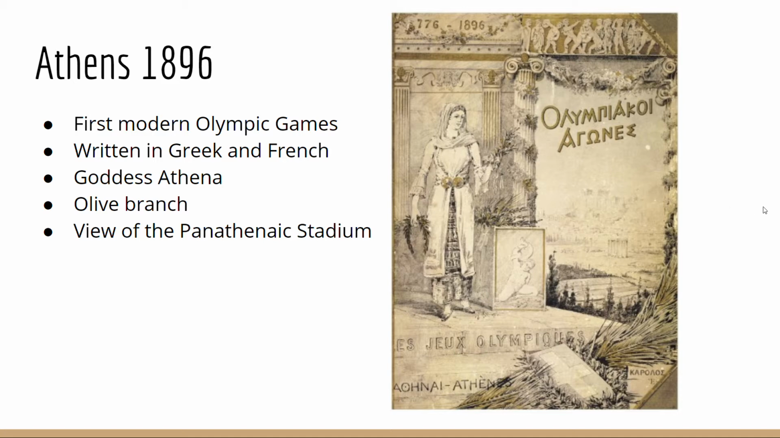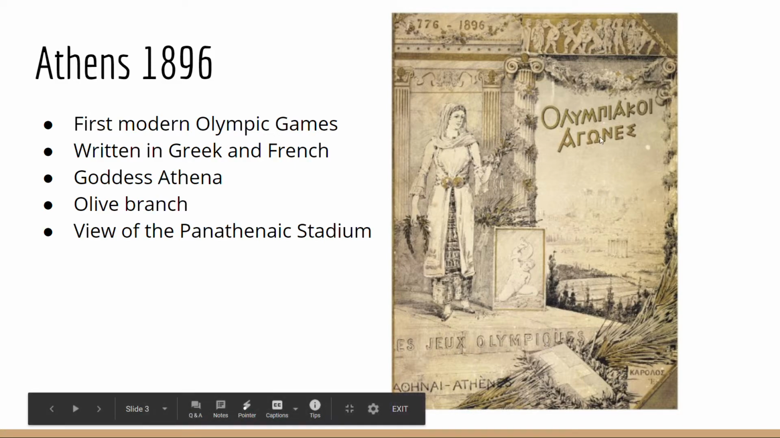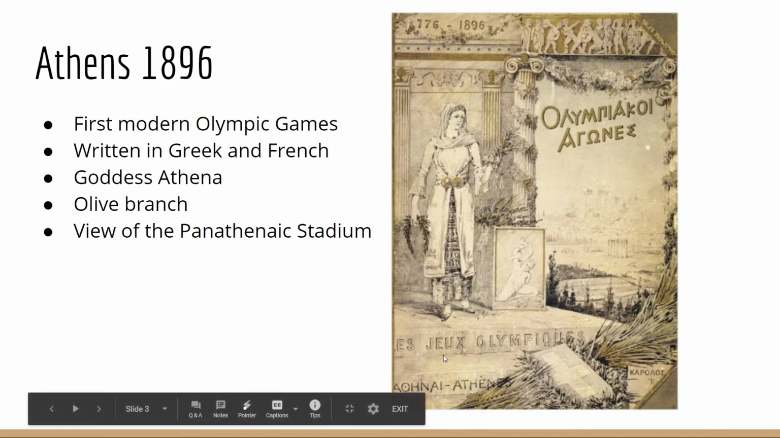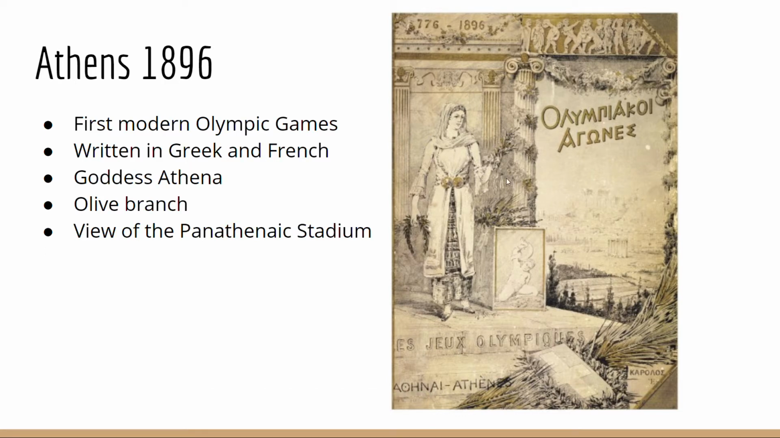In this poster for the first modern Olympics, you can see that the name of the Olympic Games is written down here in French and also in Greek. Of course, they use Greek because it's the classical language of the Olympic Games, and French, so other people that don't speak Greek could understand. What is depicted here is the goddess Athena, and she is holding an olive branch, which is what the ancient athletes, the winners, would receive as a prize. They would receive a wreath of olive branch, so they could wear it as a crown as the winners.